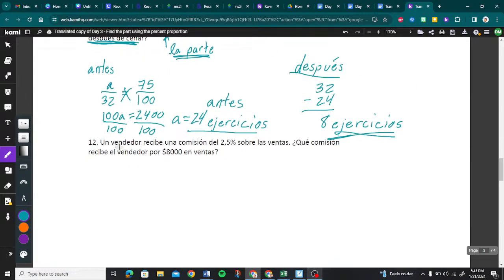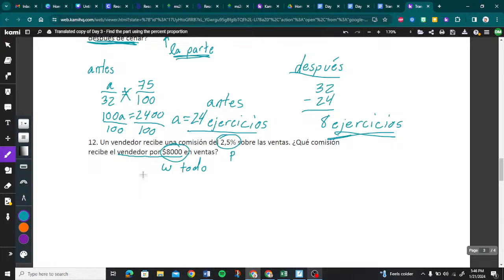Un vendedor recibe una comisión del 2 5/10 sobre las ventas. ¿Qué comisión recibe el vendedor por 8,000 en ventas? Okay. So here's what I know. I know that 8,000 is the todo, and this right here is the percentage, and so we're looking for la part. So I know what this says.